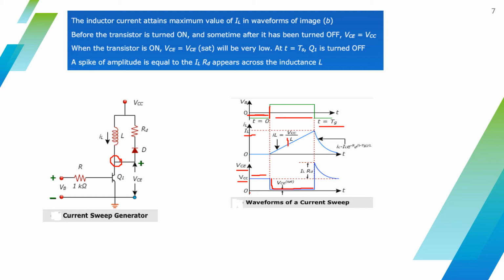At t equal to Tg, the transistor is again driven into cutoff. Then the collector voltage suddenly rises from VCE sat to VCC plus something. Whenever the transistor is off, the collector voltage will generally be at VCC. But now current starts flowing through RD, so there will be a drop across RD also. So the total collector voltage is now VCC plus IL RD. So a spike of amplitude equal to IL RD appears across the inductance L.